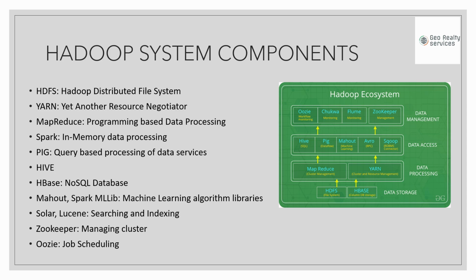YARN, Yet Another Resource Negotiator, as the name implies, is the one that helps to manage the resources across the clusters. In short, it performs scheduling and resource allocation for the Hadoop system. It consists of three major components, such as resource manager, node manager, and application manager.